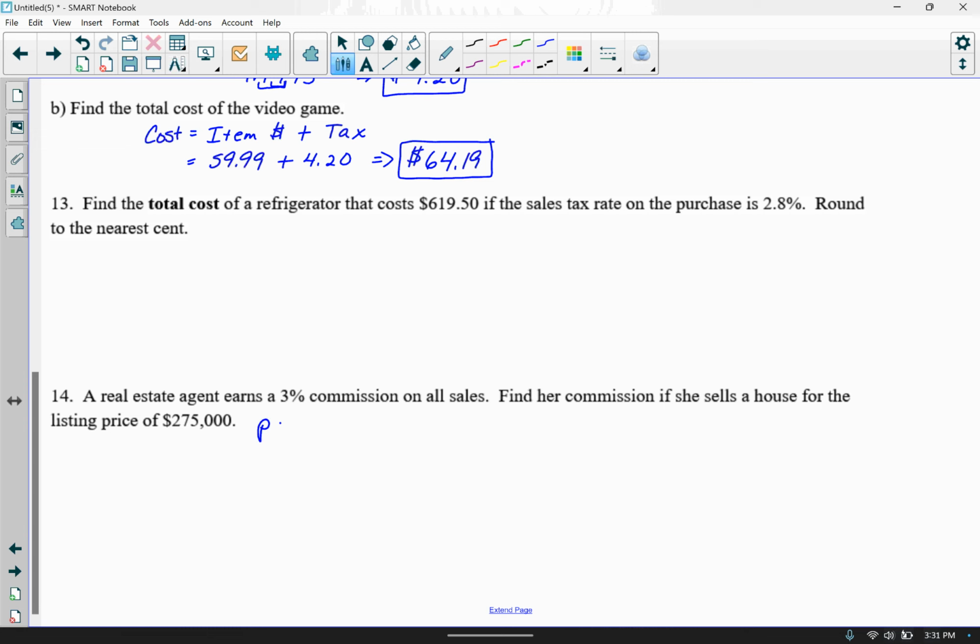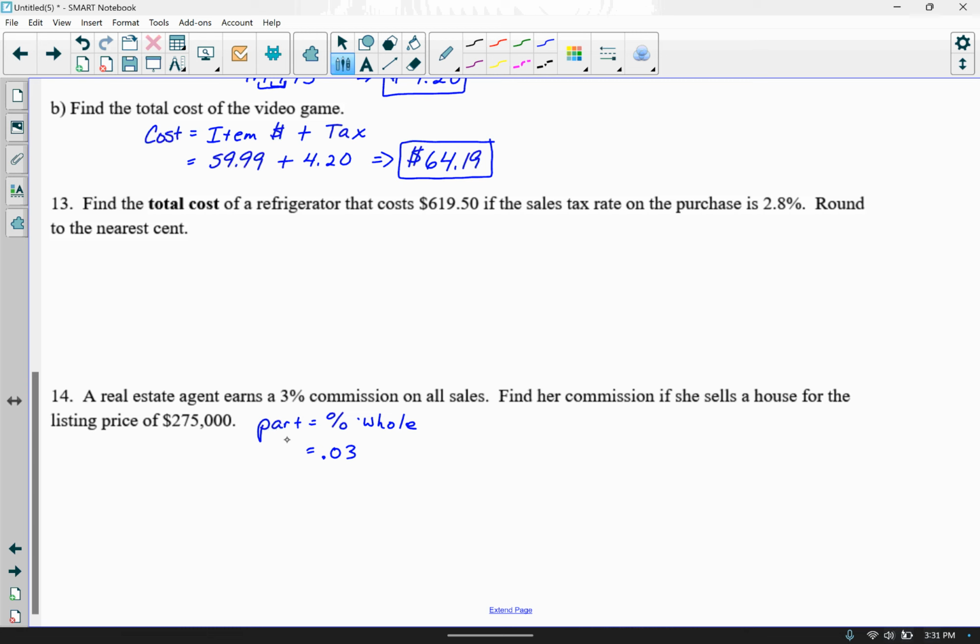So again, I'm going to use my formula. Part equals percent times whole. All right, so we know our percentage. We're going to put that in the percent spot, so 0.03. Remember, divide it by 100, move it 2 places to the left. Just do one or the other.